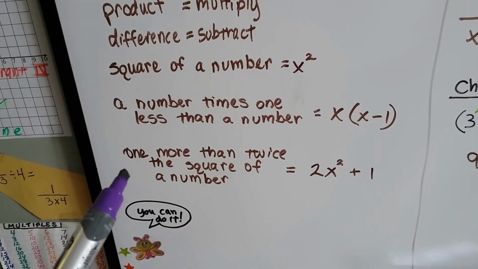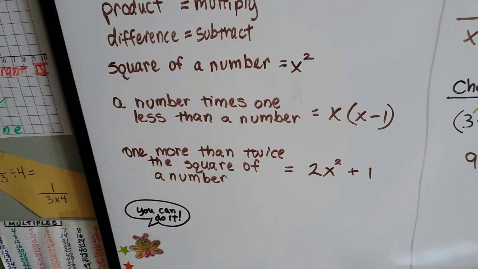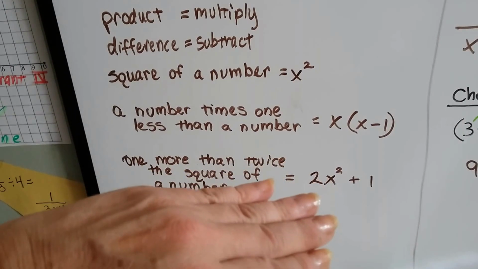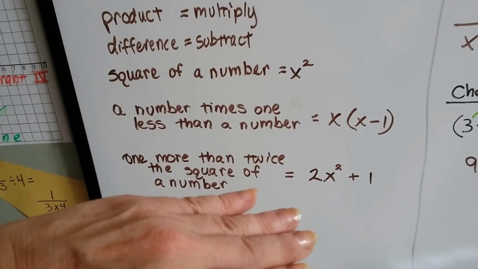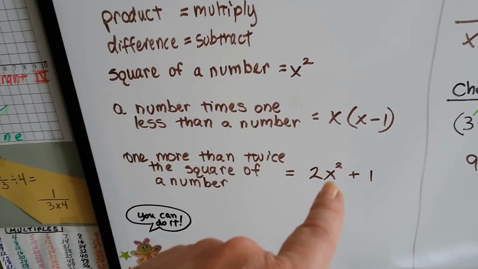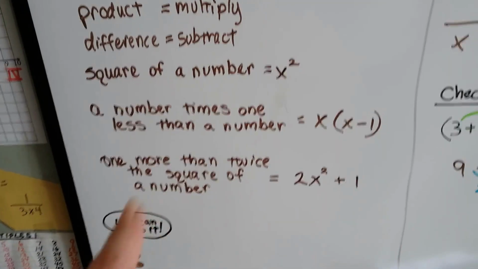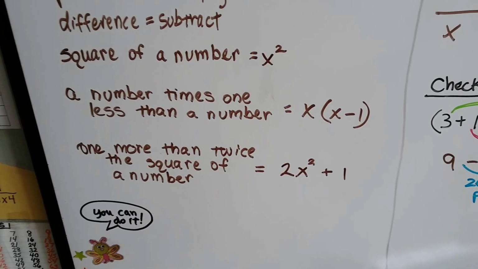1 more than twice the square of a number. That sounds confusing, right? 1 more than, okay, so it's plus 1, twice the square of a number. Well, the square of a number would be x squared, and if we're going to do twice that, it's going to be 2x squared, see? So break it into smaller little pieces.